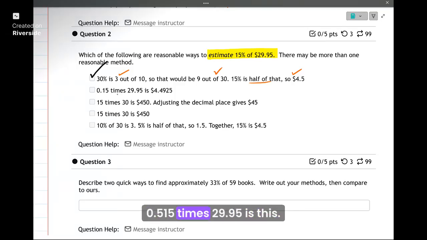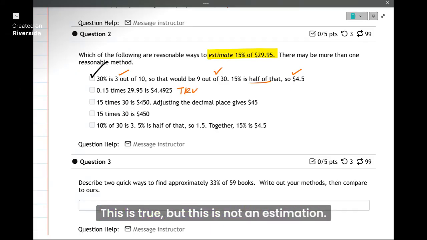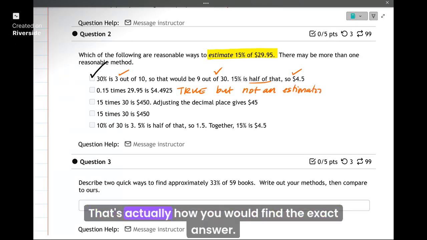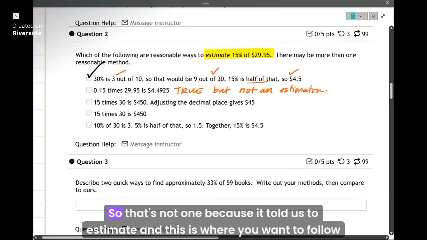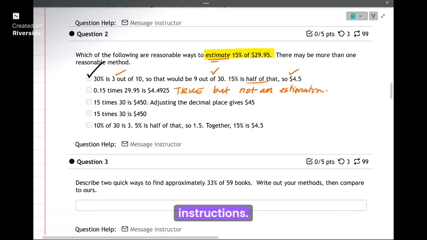0.15 times 29.95 is this. This is true, but this is not an estimation. That's actually how you would find the exact answer. So that's not one, because it told us to estimate, and this is where you want to follow instructions.